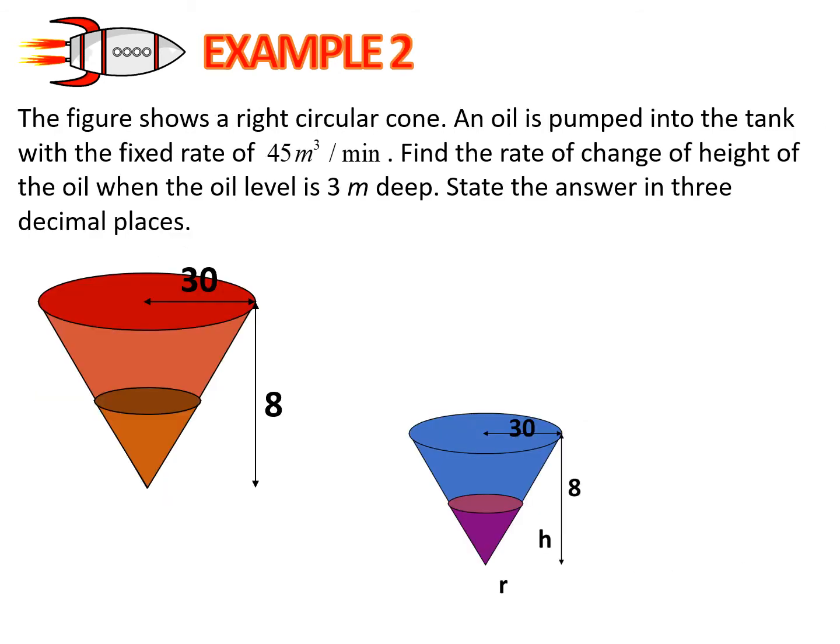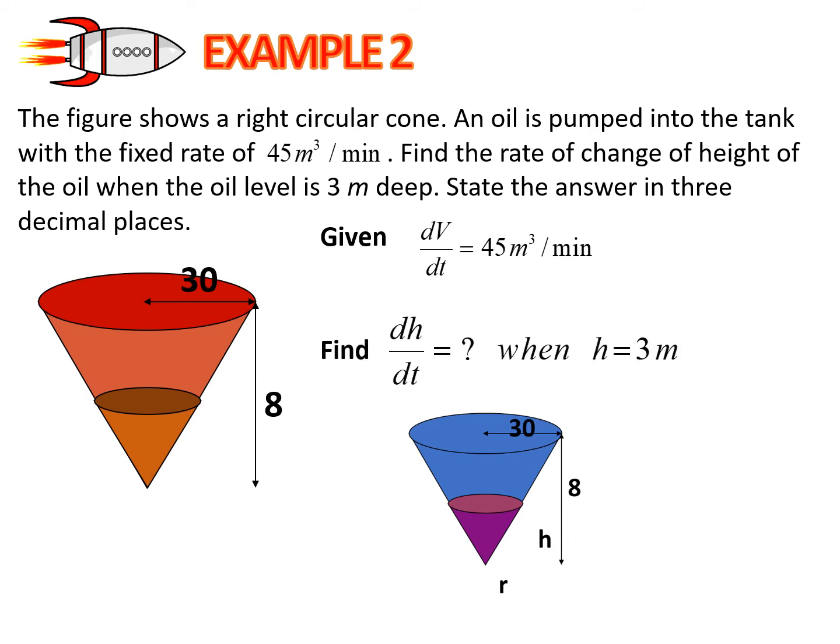Example 2. The figure shows a right circular cone and oil is pumped into the tank at a fixed rate of 45 meters cubed per minute. Find the rate of change of the height of the oil when the oil level is 3 meters deep. State the answer in 3 decimal places. Based on the figure, the radius of the cone is 30 and the height of the cone is 8. Given dV/dt is 45 meters cubed per minute, we need to find dh/dt when h equals 3 meters deep.